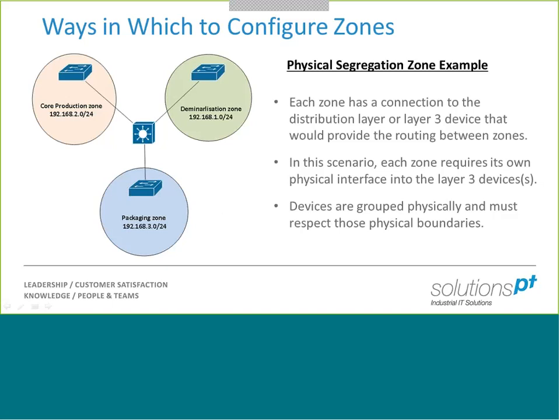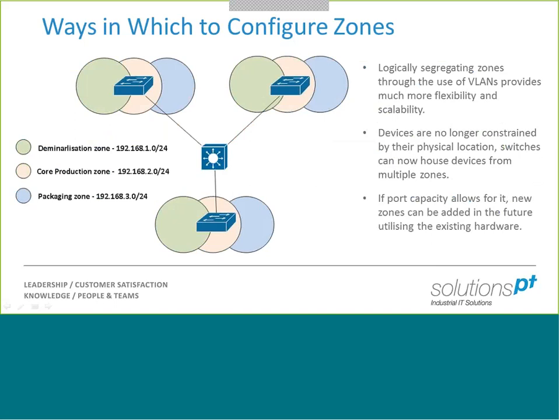For example, our packaging devices have to be cabled back to the same packaging zone switches. And if we also want to start growing our network and scaling it up, we've then got to start configuring additional links to our layer 3 infrastructure, our layer 3 switch, or our firewall. So this scenario is not particularly flexible or scalable. It does work, and in some cases this is what you will see implemented. But really the most efficient, scalable and flexible way for us to approach configuring zones is through logical segregation.